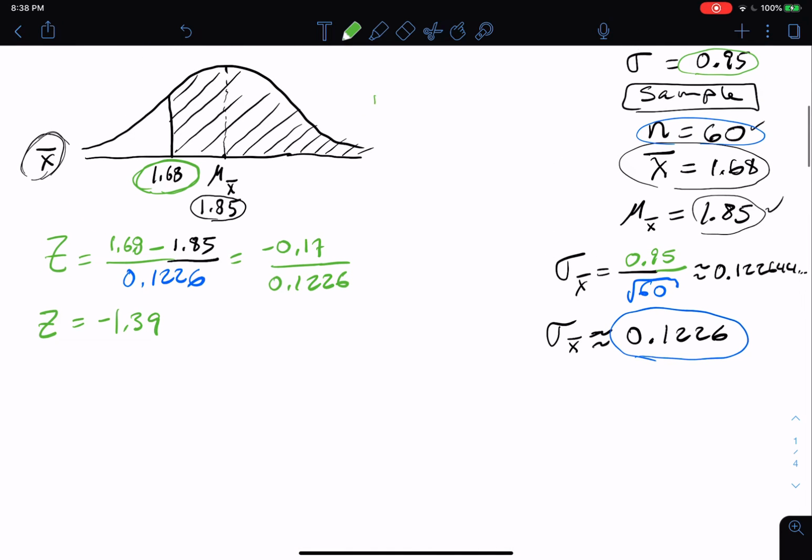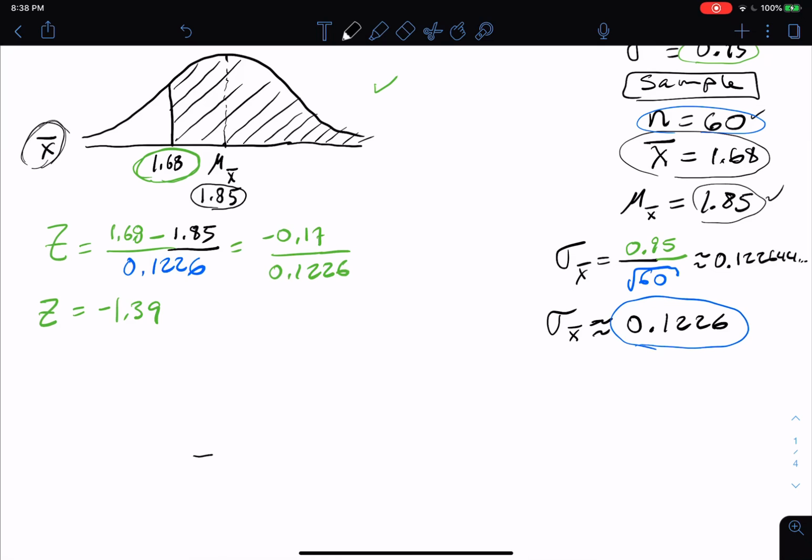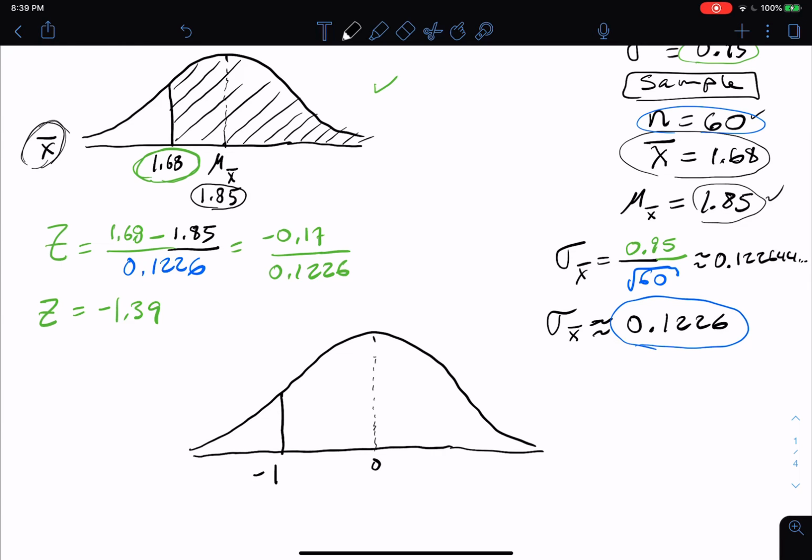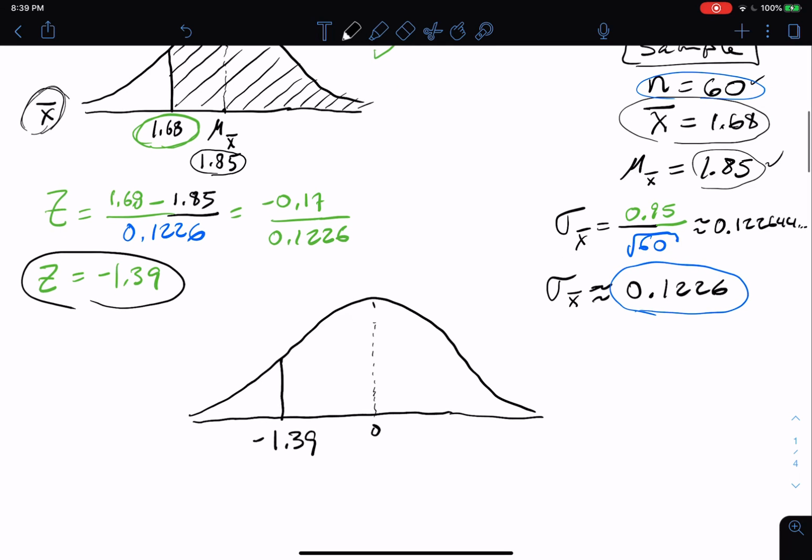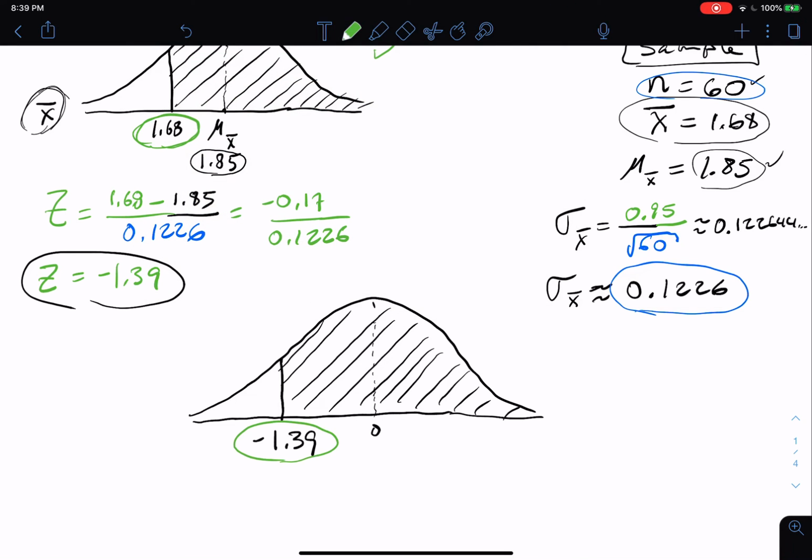So now we're going to copy this normal distribution, but it will now be a standard normal, so the scale will be different. It should look the same. Of course, I can't draw it perfectly the same, but it is a standard normal, with a mean of 0. A z-score way down here at negative 1.39, right? We got that right there. And they want to know the area to the right. And we know that when we look this up on our z-score table, that'll give us the area to the left.